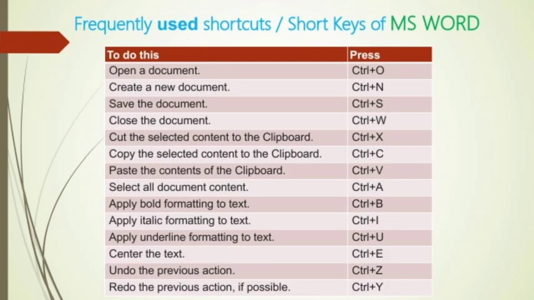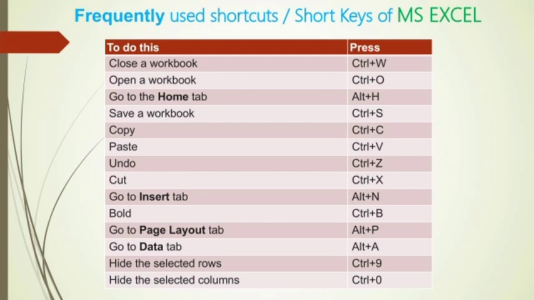Dear friends, in this slide you can see and learn the short keys of MS Word. For example, to open a document, the short key is Ctrl plus O. To create a document, the short key is Ctrl plus N. Dear friends, in this slide you can see and learn the short keys of MS Excel. For example, to close a workbook, the short key is Ctrl plus W. To open a workbook, the short key is Ctrl plus O.